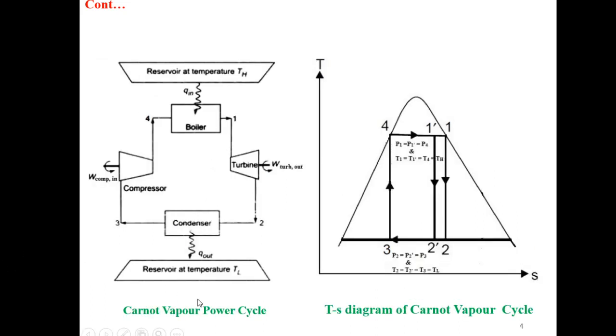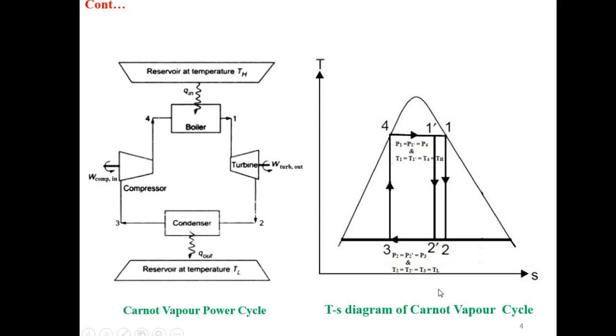In the Carnot Vapour Power Cycle, there are four main components. First is the boiler, second is the turbine, third is the condenser, and fourth is the compressor.